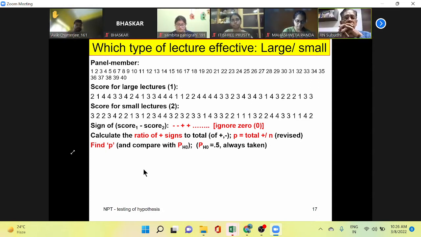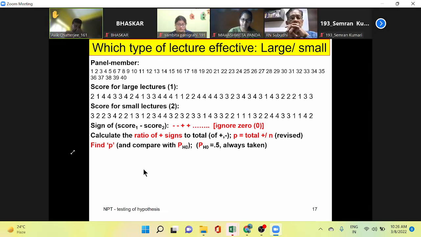Avik, speak. Sir, as the plus signs are more than minus signs, the hypothesis should be that larger classes are more effective, sir.